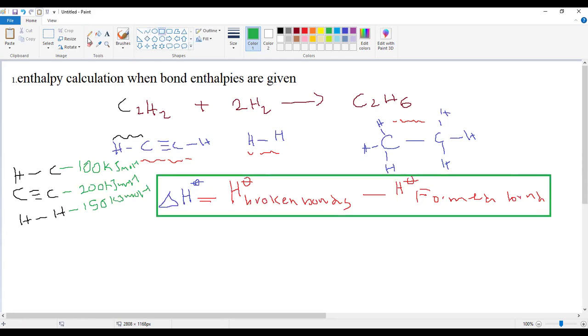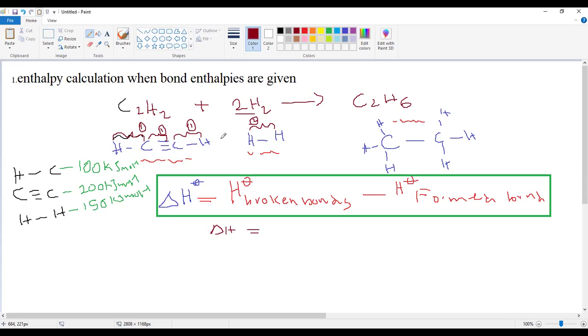This is the first equation. So delta H is equal to H naught of broken bonds. Now I said broken bonds are, but the reactant bonds are only broken. Now in the reactant you can see the carbon-hydrogen bond you have how many? 1 and 2. 2 carbon-hydrogen bonds, 1 carbon-carbon triple bond, and hydrogen bond how many you have? 2, because you have 2 hydrogens. So these are all the bonds being broken.